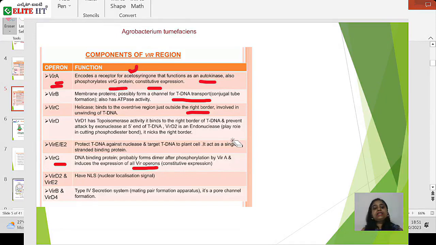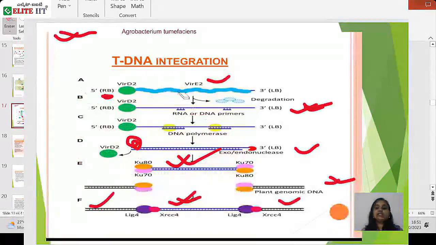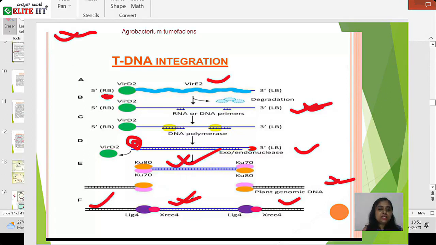Now VirE1 and VirE2 protect tDNA against nuclease and target the DNA to the plant cell. It acts as a single stranded binding protein. If you consider VirE, it is binding at the single stranded DNA so that there will be no bending or degradation of the single strand. So it is acting as the single strand binding protein, VirE.